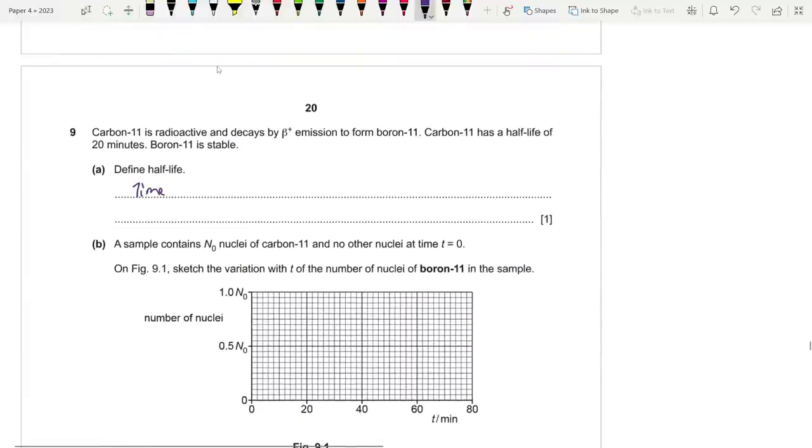It is the time taken for the activity of a sample to halve, and it's talking about the initial activity, right?